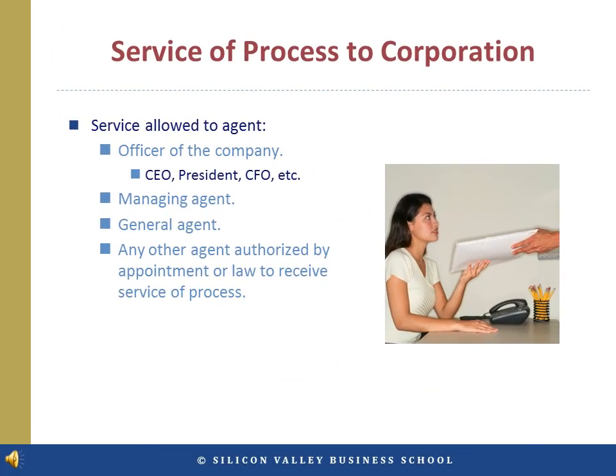As a corporation is not an individual, service must be made to an agent. Federal rules of civil procedure provide for service upon a corporation by delivering a copy of the summons and of the complaint to an officer, a managing or general agent, or to any other agent authorized by appointment or by law to receive service of process.